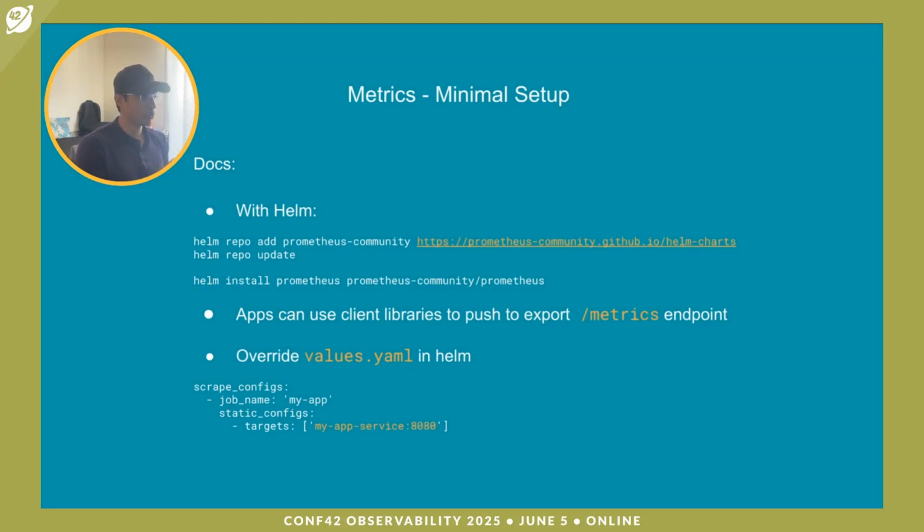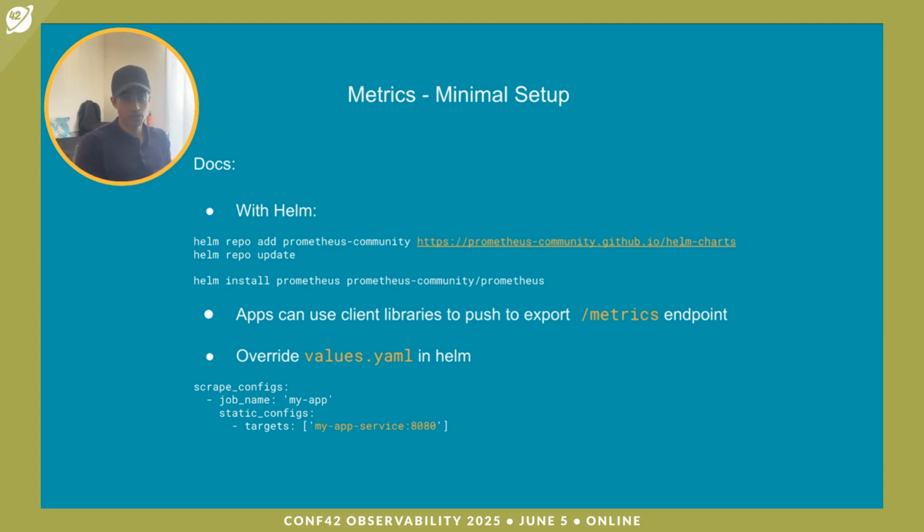Next up, we have metrics. If you're someone who uses Helm, you can run this command. This pulls the Prometheus components directly from the Helm repository and installs them in your Kubernetes cluster. Once you have that running, you can use the client libraries available in different programming languages like Go, Java, Python, C++, and directly export your data into the metrics endpoint.